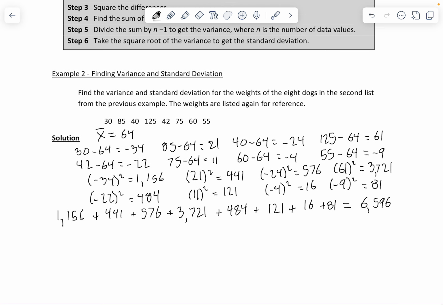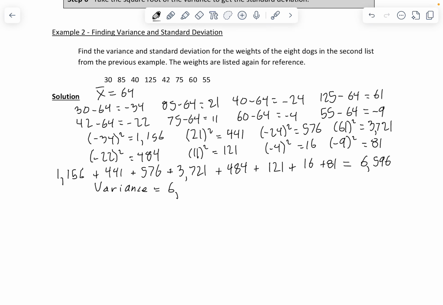Step 5, divide the sum by n minus 1 to get the variance, where n is the number of data values. So there are 8 data values. So 8 minus 1 is 7. So I will take the sum of the squares and divide that by 7. And that's going to be my variance. So my variance is equal to 6,596 divided by 7. And that works out to be approximately 942.3.